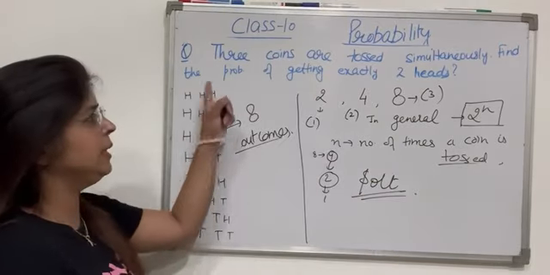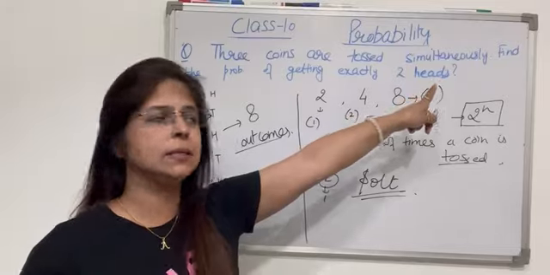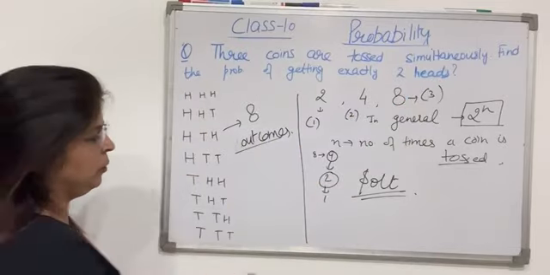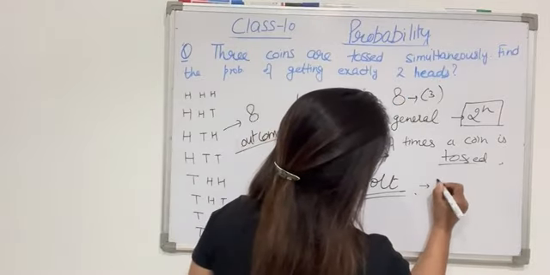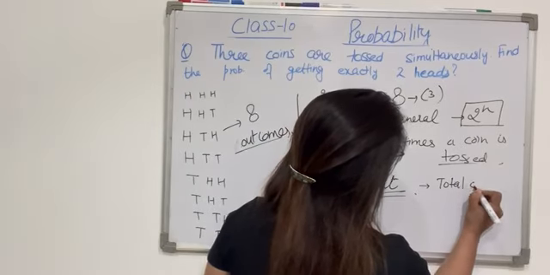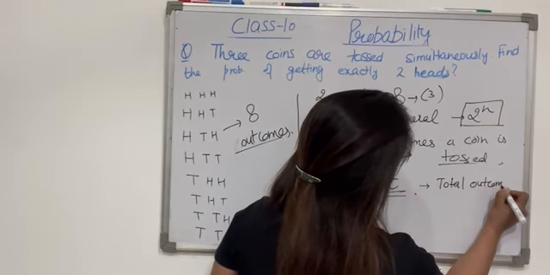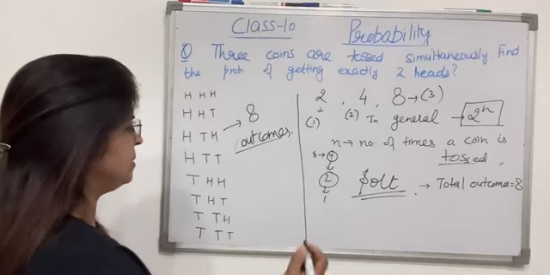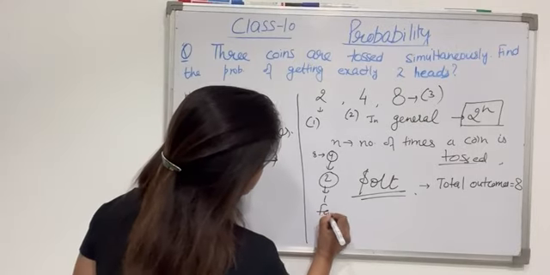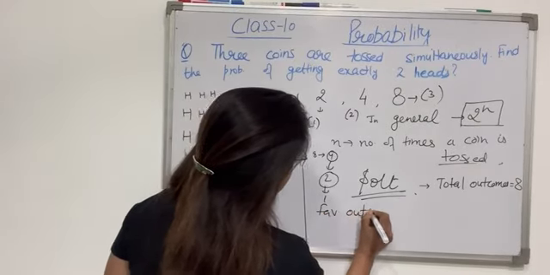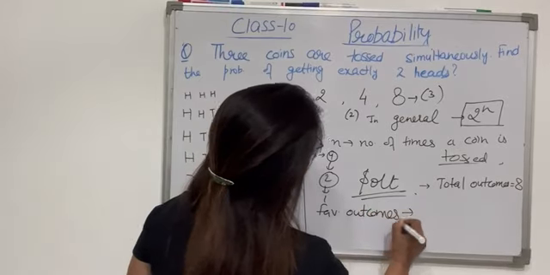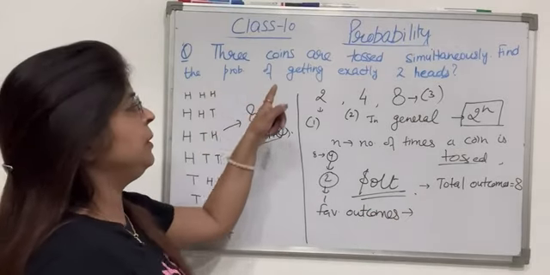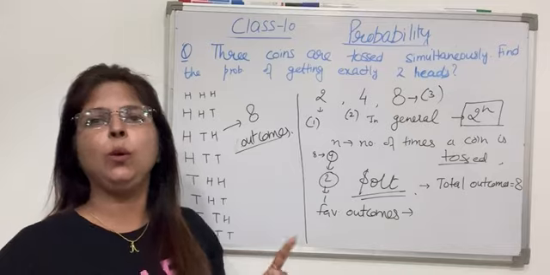The solution: 3 coins are tossed simultaneously. So the total outcomes in this case is 8. Now we have to check the favorable outcomes. The question is to find the probability of getting exactly 2 heads.